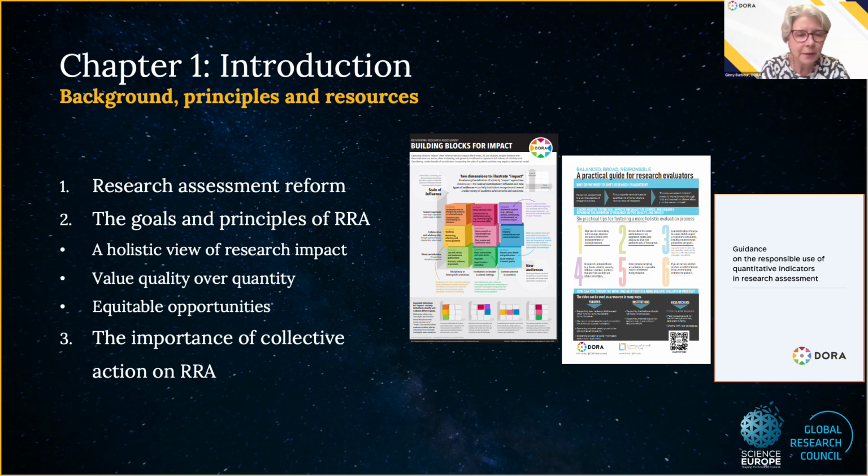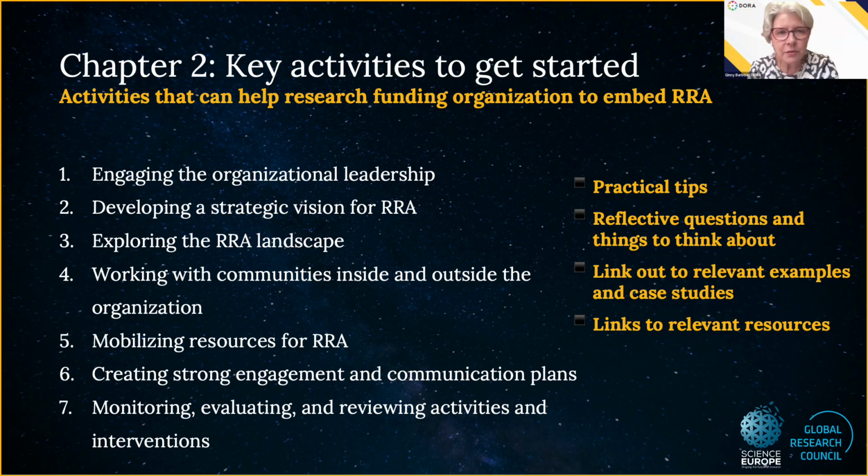So chapter 2, which gets really into the meat of what we're doing, lists 7 potential key activities the research funding organisation may want to engage in. So these activities are ordered and numbered for the sake of reader clarity, but they do not need to be done in order. And in fact, they are not intended to be prescriptive in the order that they are done, or if at all. We very much encourage you to look at them and see what is appropriate for your organisation at a particular time.